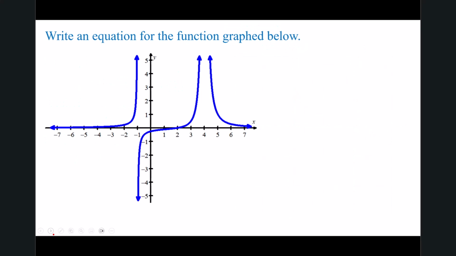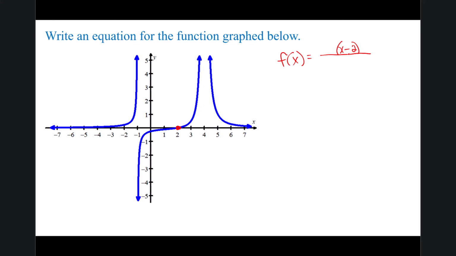Let's write an equation for this function. So f of x equals, we know it's a rational function here. Let's look at what we have. We have an x-intercept at 2, so our numerator needs an x minus 2. We're crossing through the x-axis there, so we need an odd multiplicity. I'm just going to start with a multiplicity of 1.